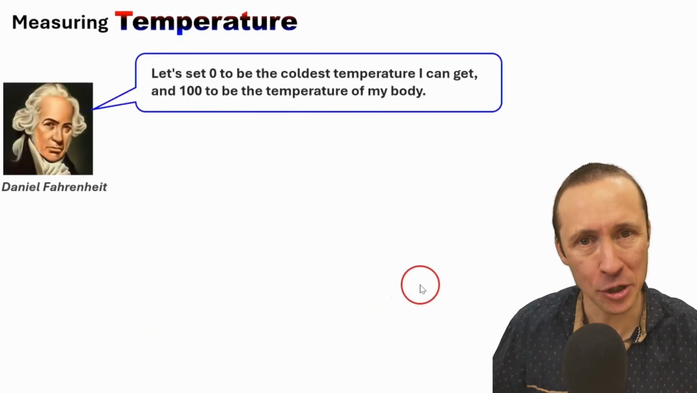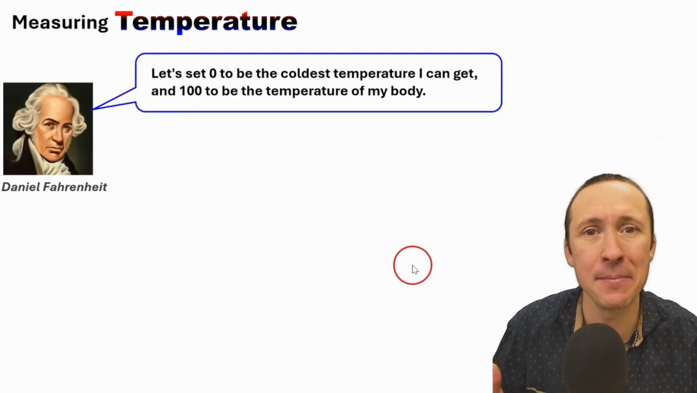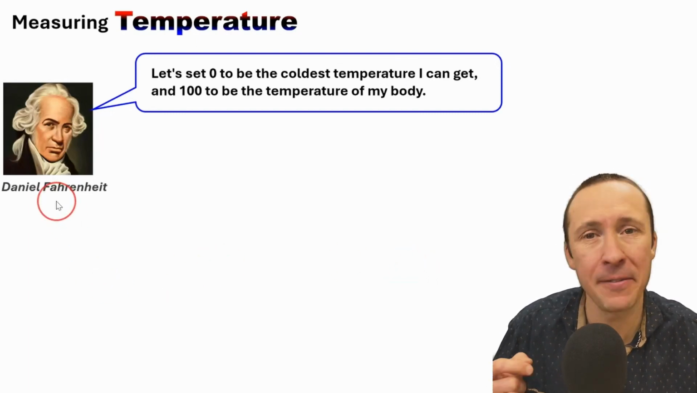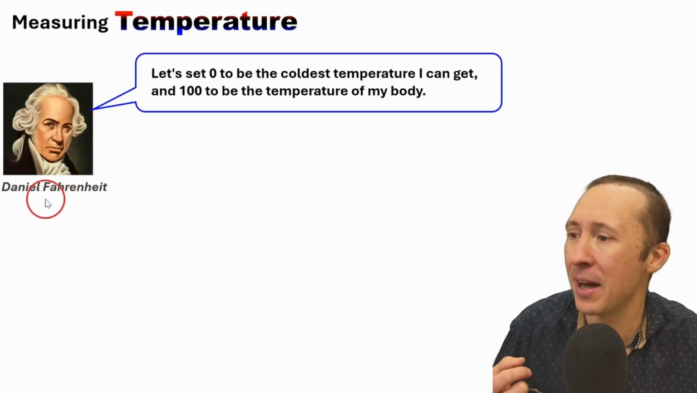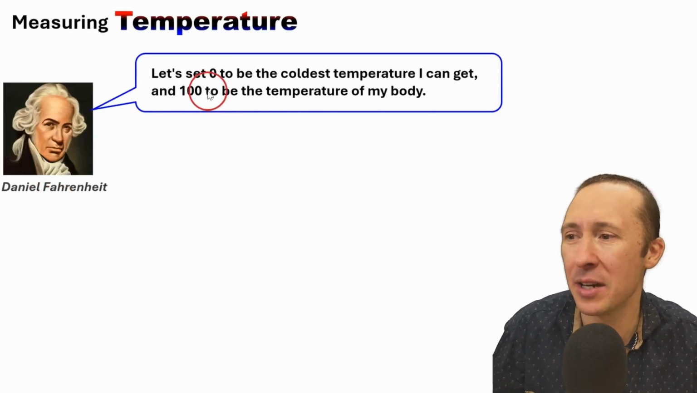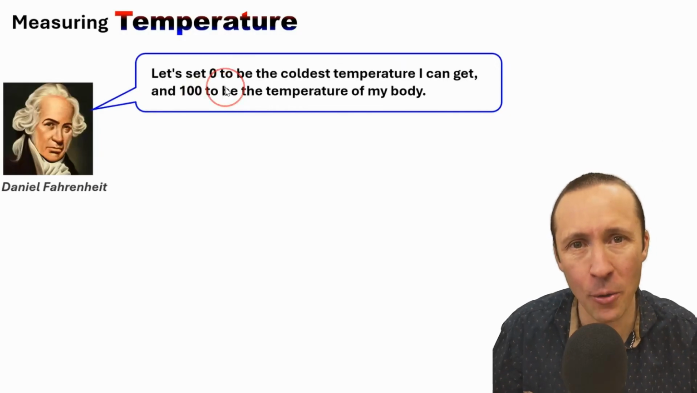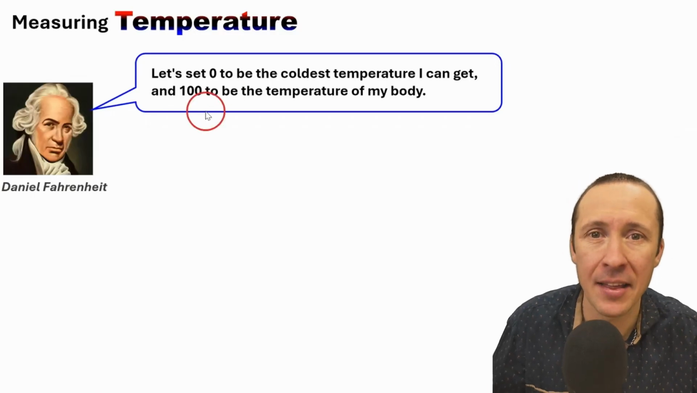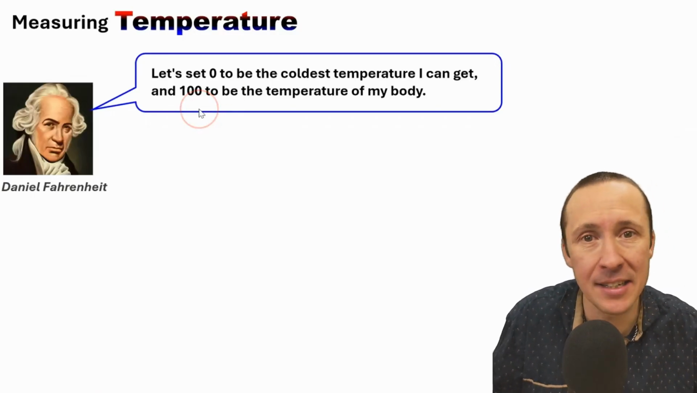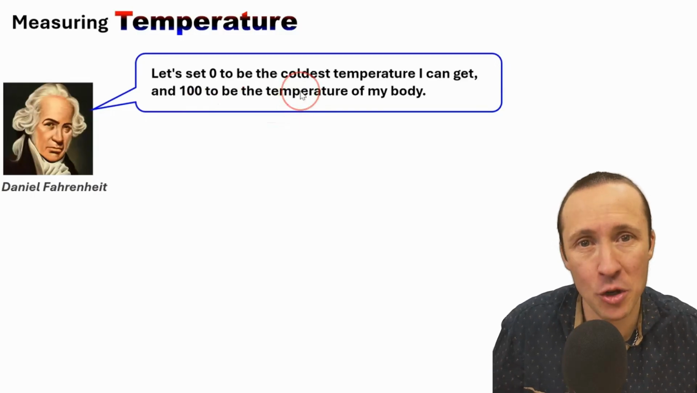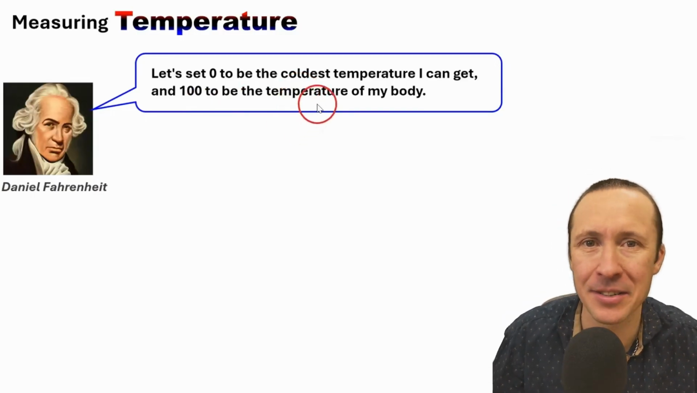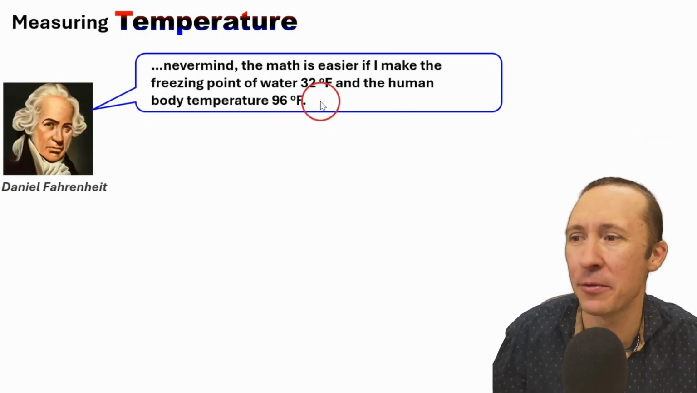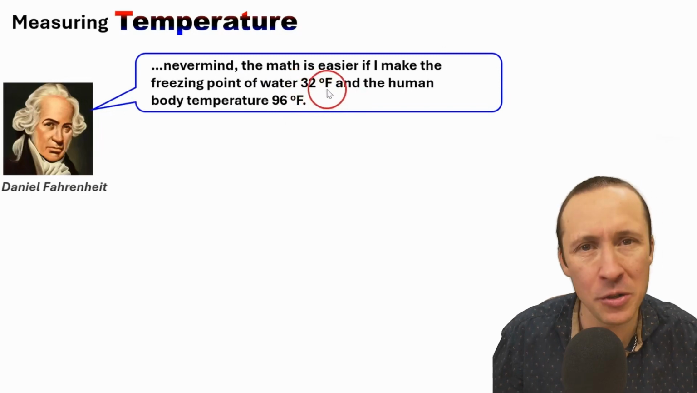How do we measure temperature? Well, way back in the day, there were many competing temperature scales, but one of the most famous ones that came out was the Fahrenheit scale in 1724 by Daniel Fahrenheit. What he did was he decided to set 0 as the coldest temperature that he could make, which was a mixture of salt water, and then set 100, just for easy numbers, to be the temperature of the human body. But then because there weren't calculators and computers back then, to make the math easier, he modified his scale such that the freezing point of water was 32 degrees Fahrenheit.